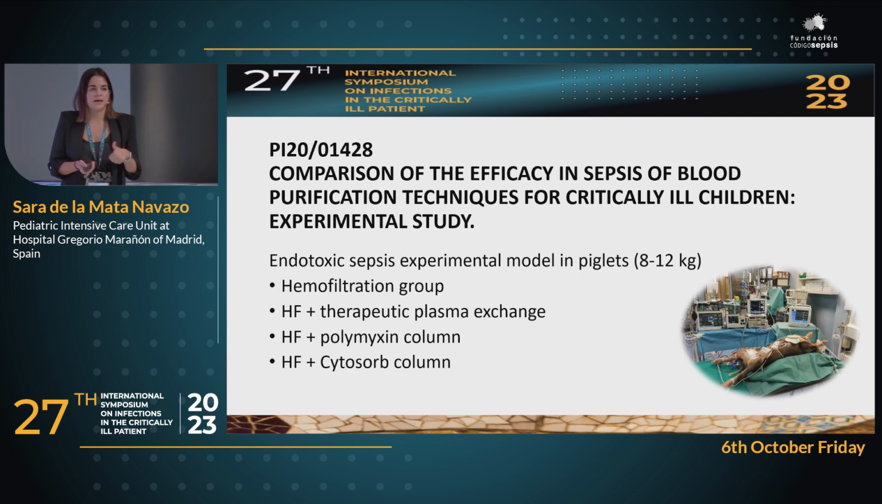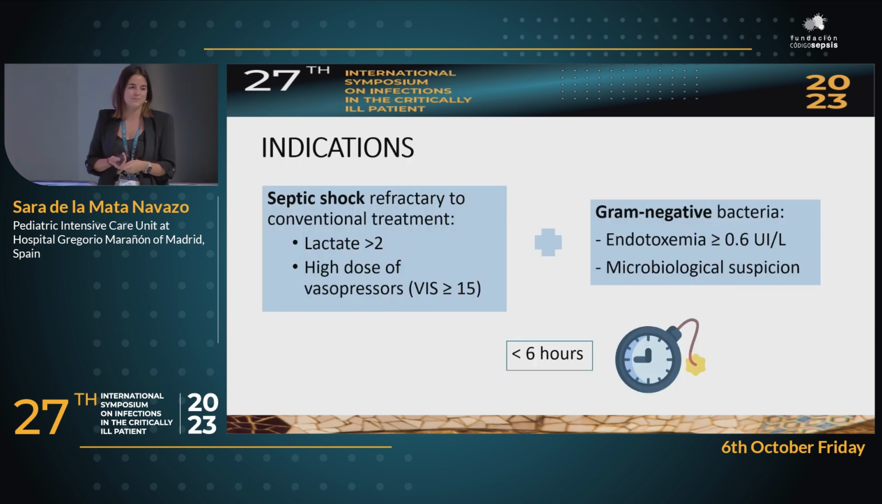One group is treated with hemofiltration alone. Another group is treated with hemofiltration plus therapeutical plasma exchange. Another group is treated with hemofiltration plus polymyxin HemoPerfusion. And another group is treated with hemofiltration plus CytoSorb adsorption. So luckily, we'll be talking about this in the next few years. Right now, I'm not able to give any results because this is an experiment that is currently happening.